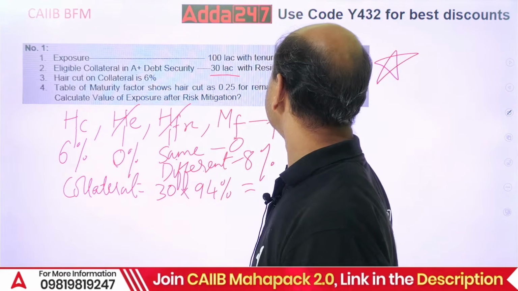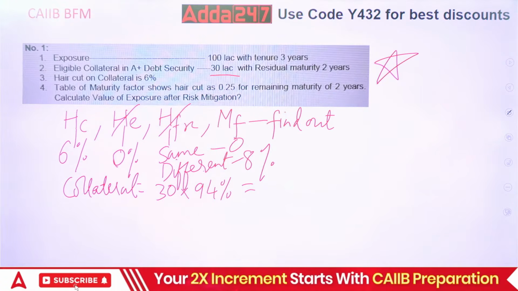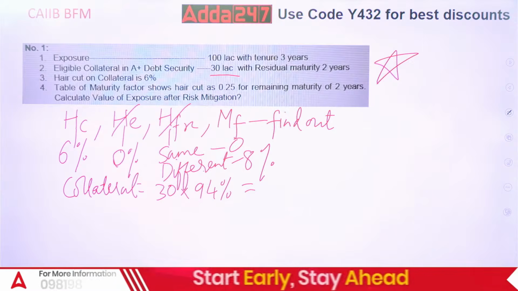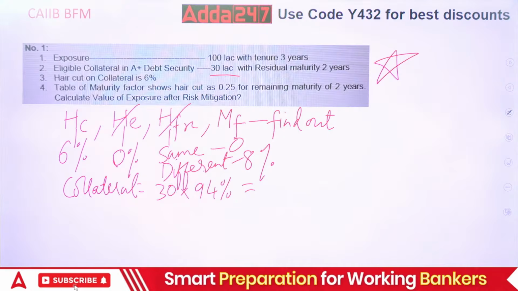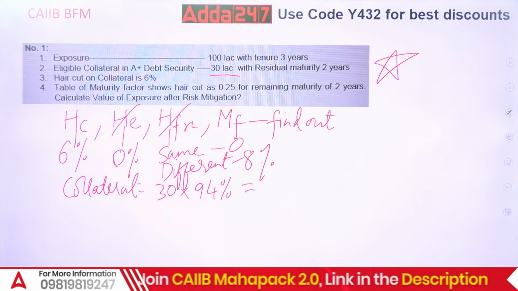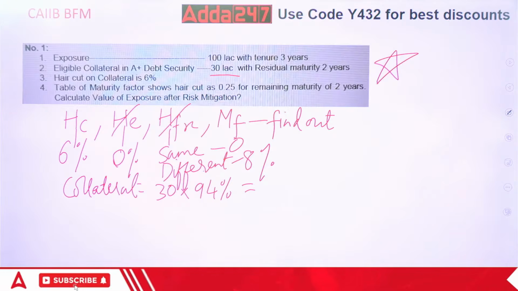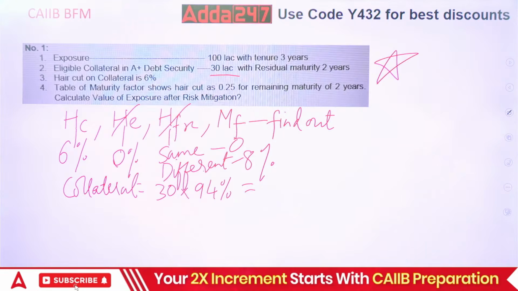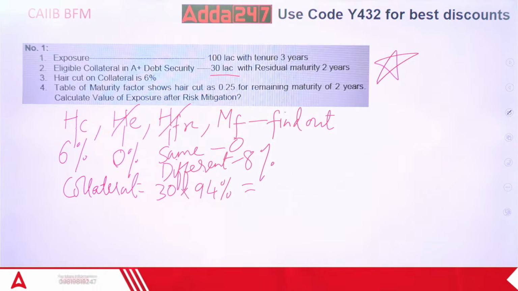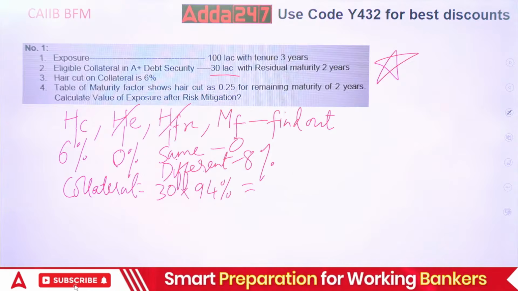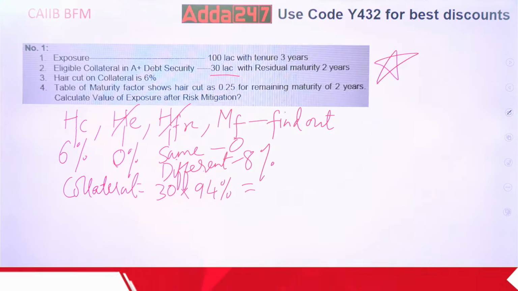94 only, right? Correct. So what is the answer? 30 lakhs into 94%. What are you getting? 30 into 0.94. 28.2? Correct. So you are getting 28.2. Everyone got this 28.2.